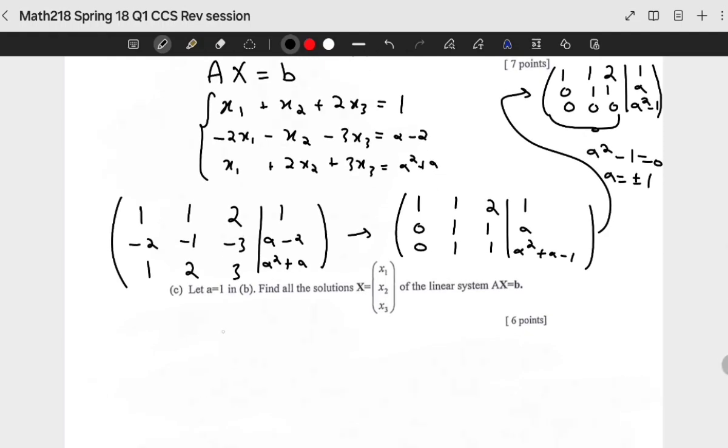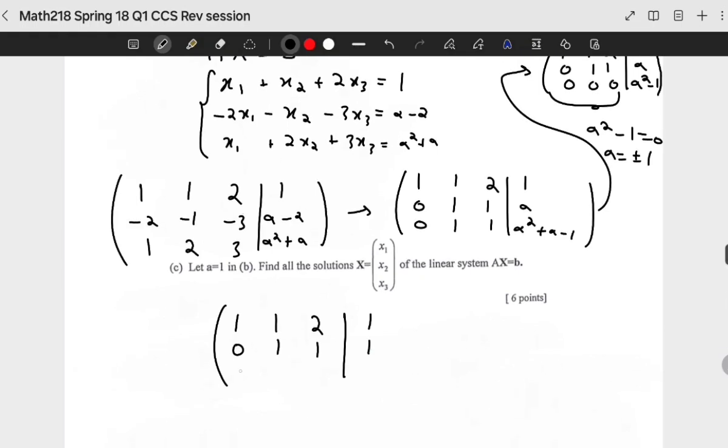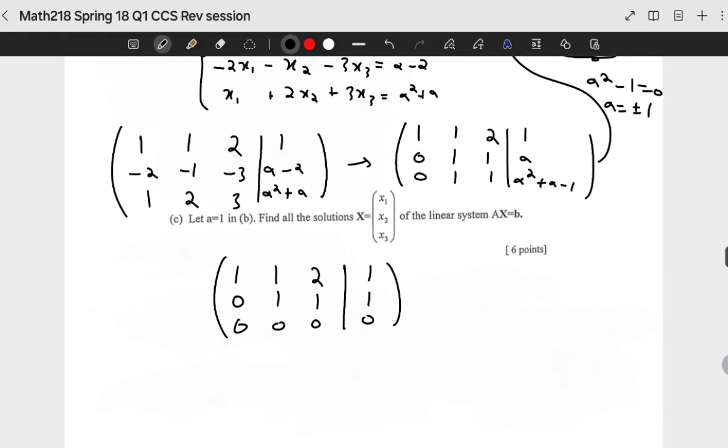So we have this system basically. I'm just going to start from the row echelon form because we already got there. So 1, 1, 2, 1, 0, 1, 1, 1. We know A is 1 now. And 0, 0, 0, 0. So what variable is never the pivot? We have x3. So let x3 equal to t. So it's some free variable.